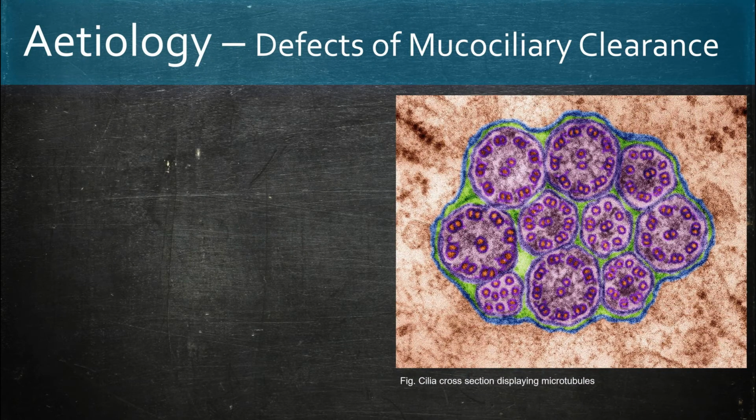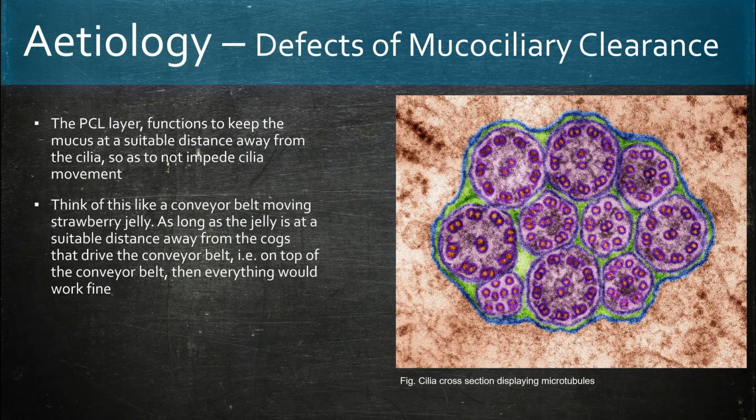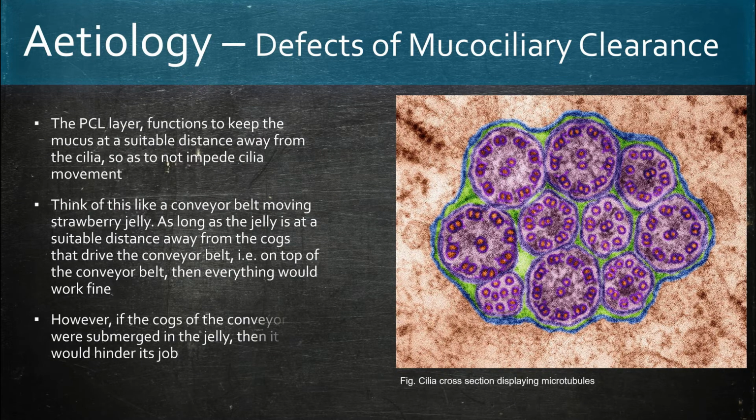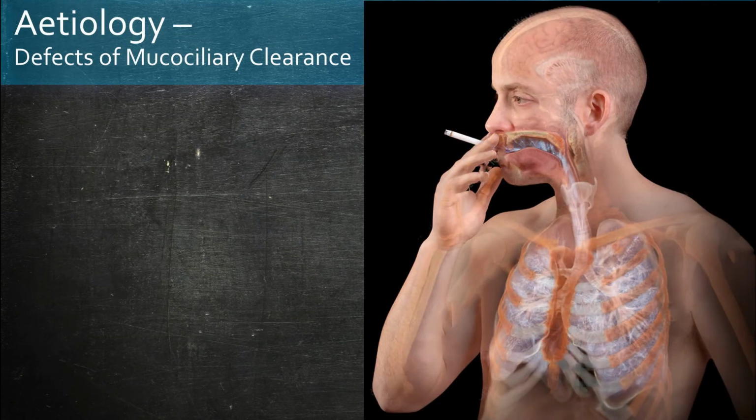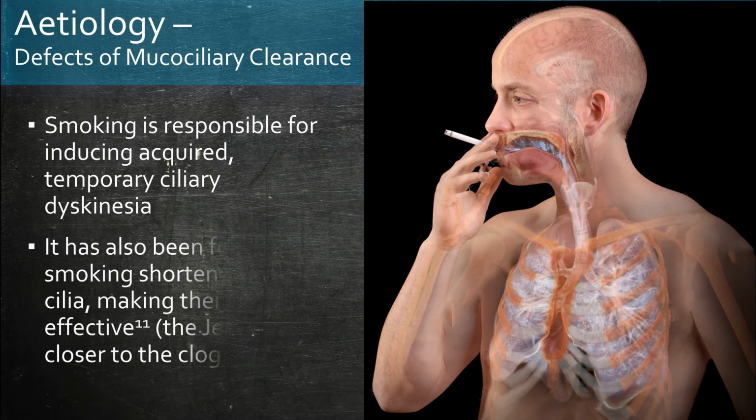Now the function of the PCL is essentially to keep the mucus at a suitable distance away from the cilia so the mucus does not hinder cilia movement. Imagine a conveyor belt transporting strawberry jelly. As long as the jelly is at a suitable distance from the cogs that drive the conveyor belt, then everything would work fine. However, if the cogs were submerged in jelly, then this would hinder its job. The mucociliary layer is also damaged by smoking, which causes temporary acquired ciliary dyskinesia and also causes shortening of cilia, which makes mucus clearing more difficult.